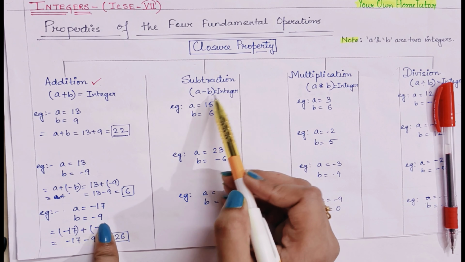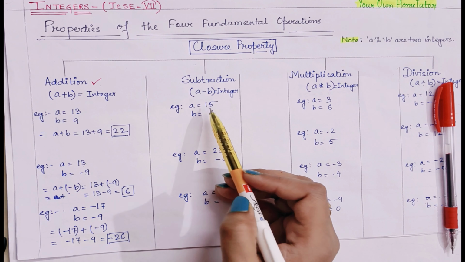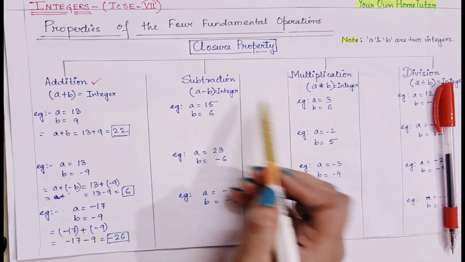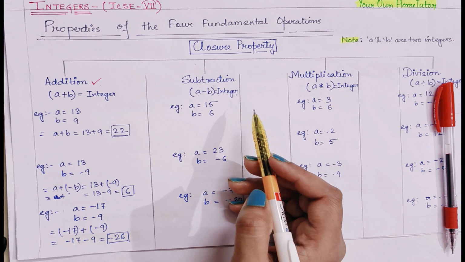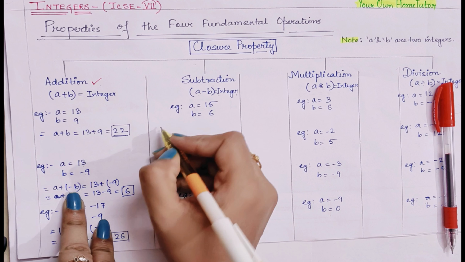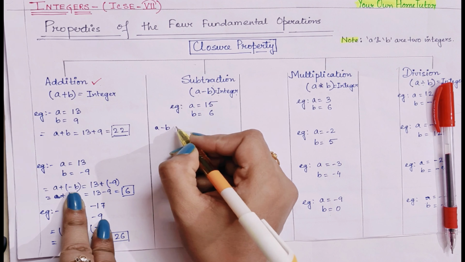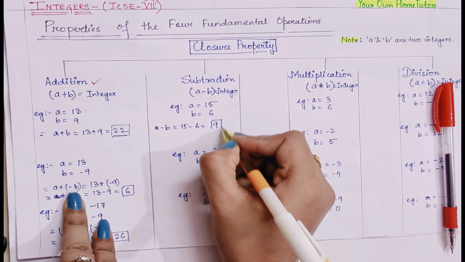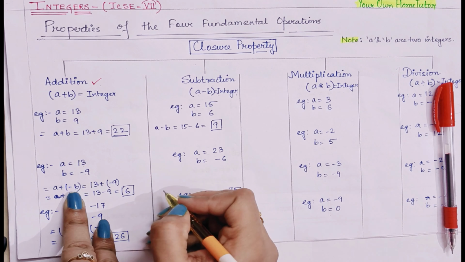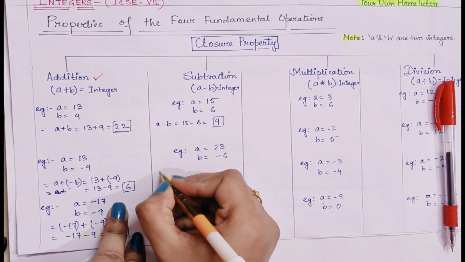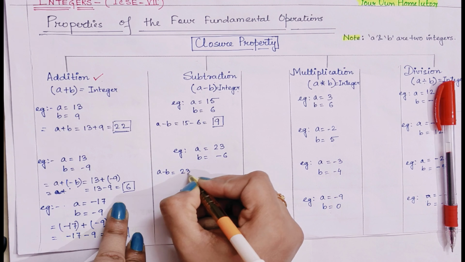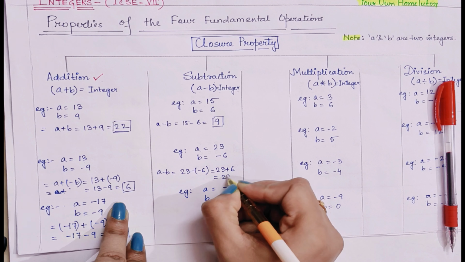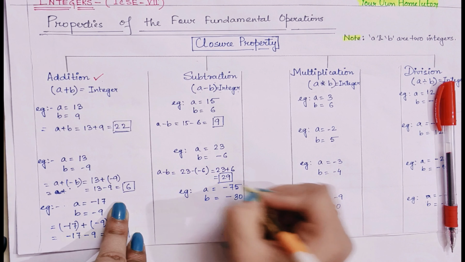Let us see if subtraction holds for the closure property. So the rule says that if I subtract two integers a and b, then the result will also be an integer. So let us see that. A is 15 and b is 6. If I take away b from a, then I will get 15 minus 6, which comes out to be 9. So this is an integer. Again, moving to the second example, a minus b will be 23 minus of minus 6. This will be 23 plus 6, that is 29. This is also an integer.